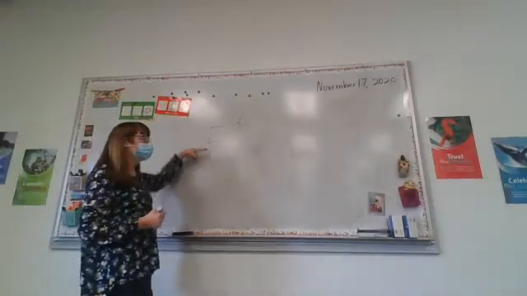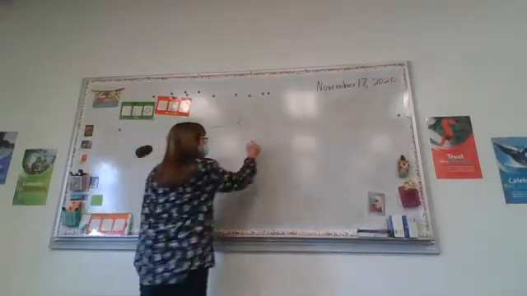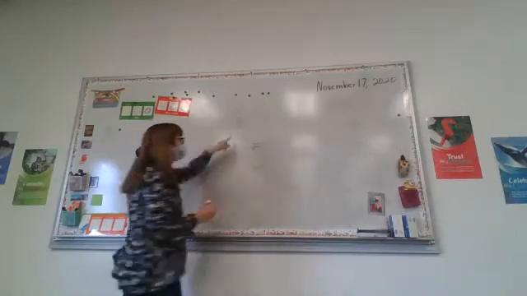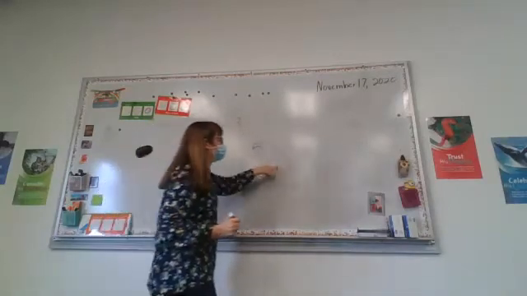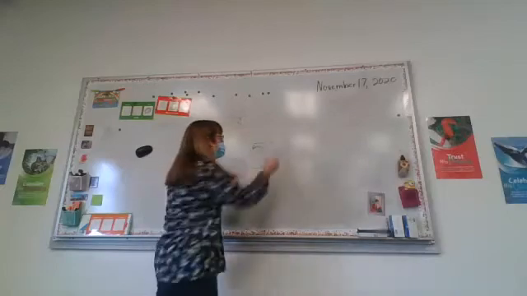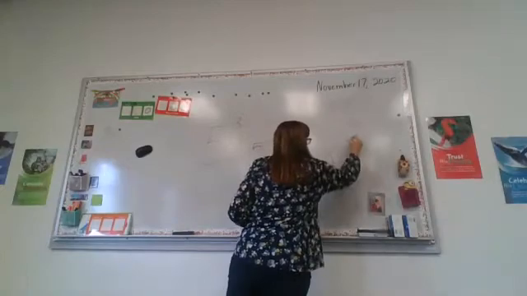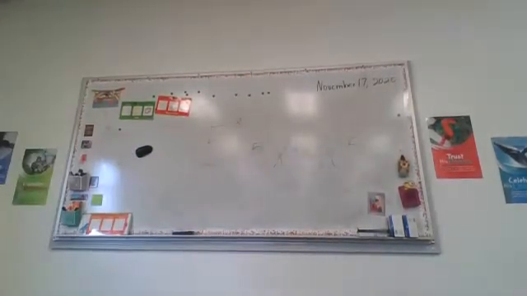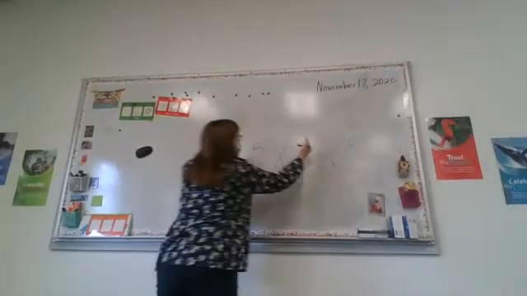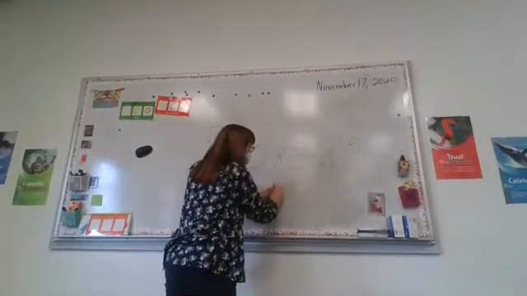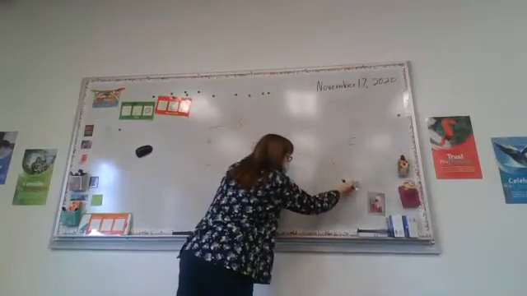What's my base? 5. How many times am I using it? 3. What operation am I putting between? Multiplication. Good. So here's expanded form. This is what they have, right? Now, if you are going to have to figure out the standard form, what method would you prefer to use to solve the 5 times 5 times 5? What do you prefer, Waylon? He prefers grouping, so he'd probably do 5 times 5 is 25, and then do 25 times 5.